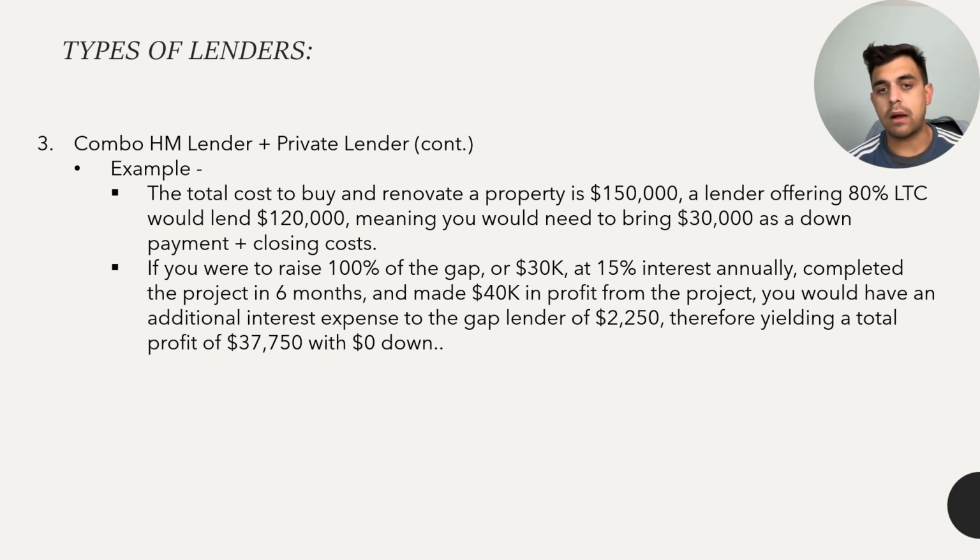If you were to raise 100% of the gap, $30,000, and let's say you negotiated 15% annually, and you completed the project in 6 months and made $40,000, we'll call it gross profit because you haven't paid that interest yet in the second position. That means you would have to pay an additional expense to the gap lender of $2,250. It's 15% over 6 months, so essentially 7.5% of $30,000, which is $2,250. There was a reduction in profit, but you went from $40,000 to $37,750 and you put $0 down.